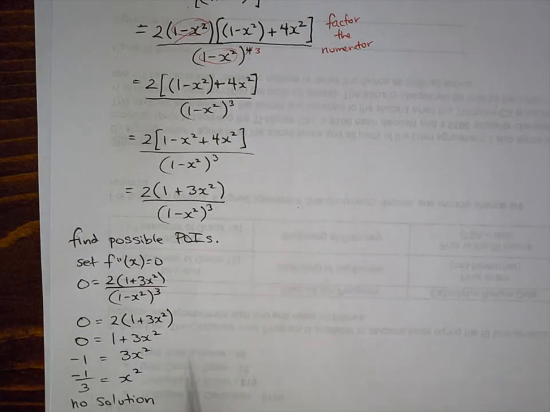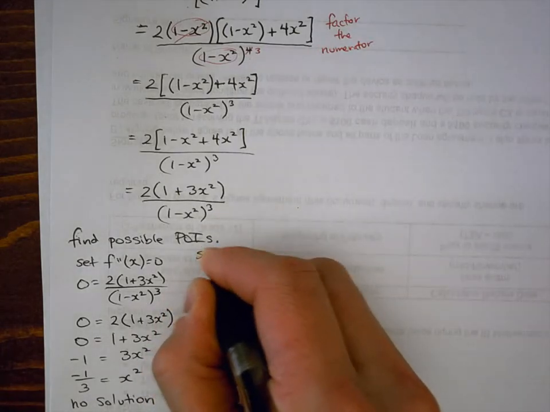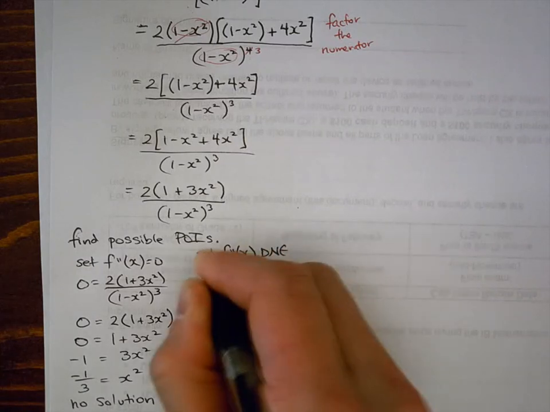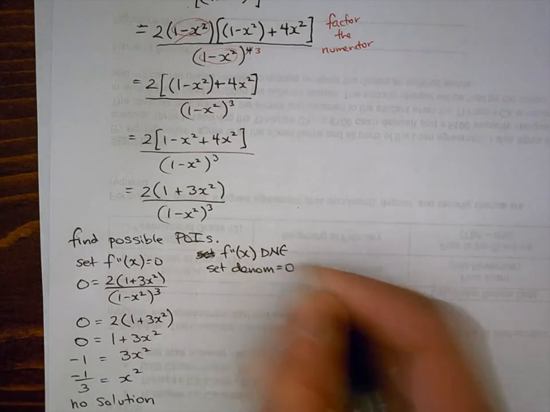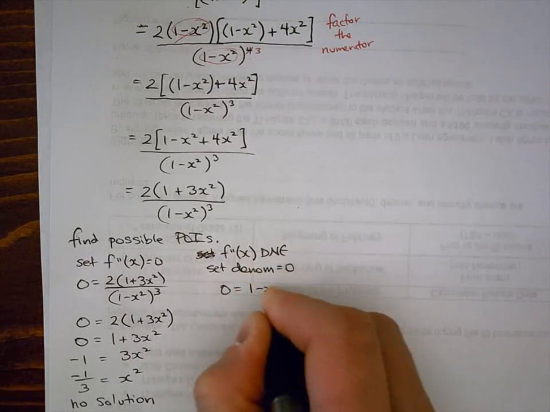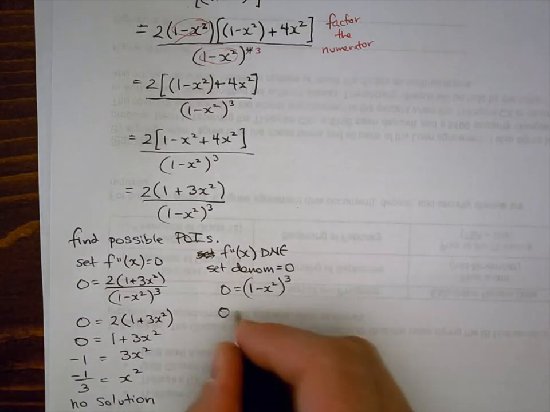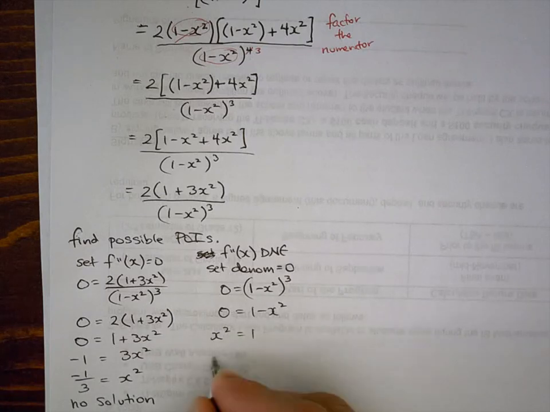That's okay. I also need to find where the second derivative does not exist. So that means I'm going to set the denominator equal to 0. So I have 0 is equal to (1 minus x squared) to the power of 3. I'm going to take the cube root of both sides. So then I bring x squared to the other side. That looks familiar. I get plus or minus 1.